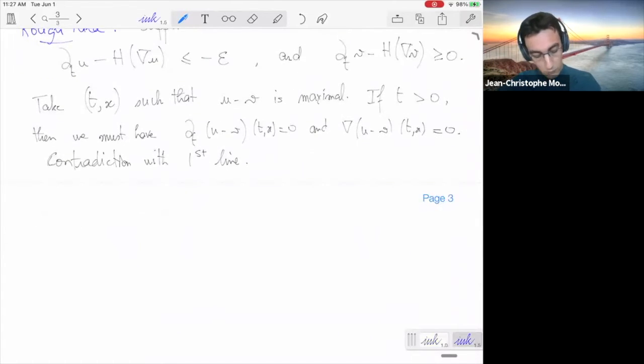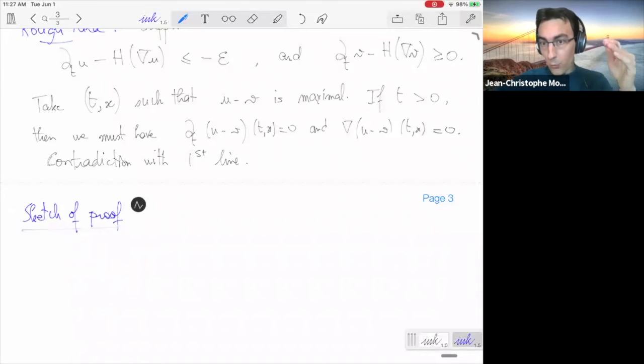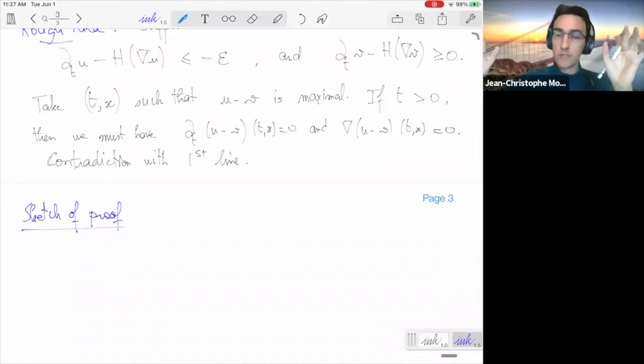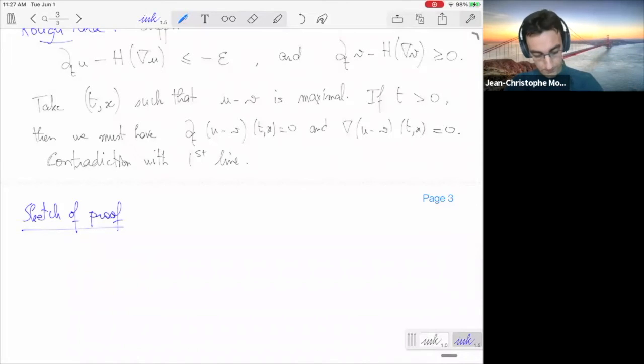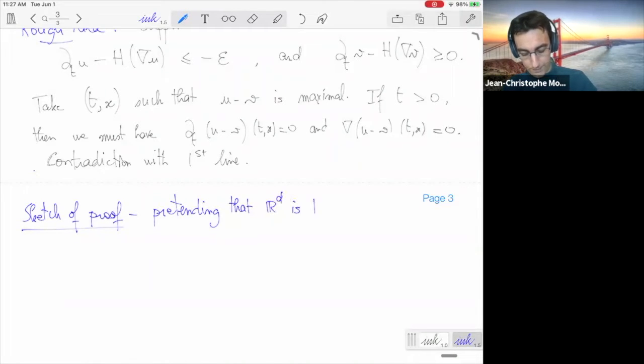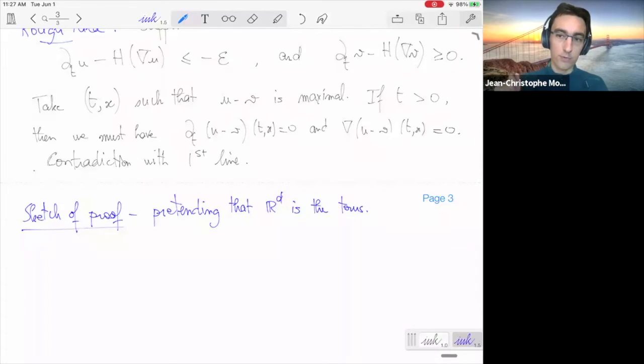So now I'm going to move to a sketch of the proof of the comparison principle, where essentially it's a rigorous proof, except that I'm not going to deal with the fact that R^d is an unbounded space. So I'm going to pretend that R^d is the torus, the d-dimensional torus. Or if you want, I'm going to pretend that R^d is compact. It's not true, but obviously it's going to simplify my argument. And then later I'm going to explain, but perhaps not in full details, how you patch this problem. And in the notes, there is a complete proof of the result on R^d.